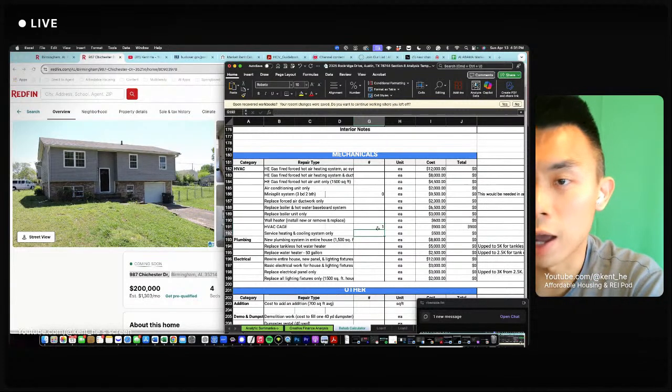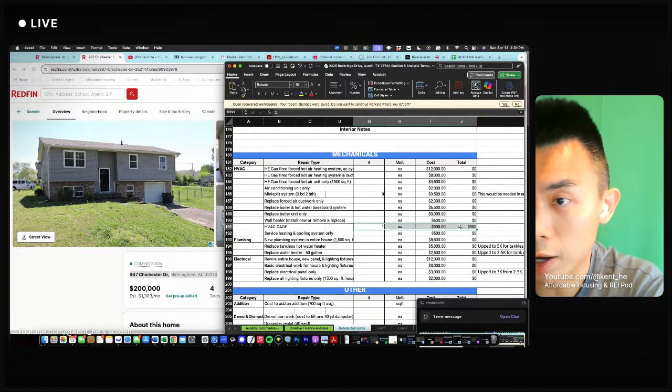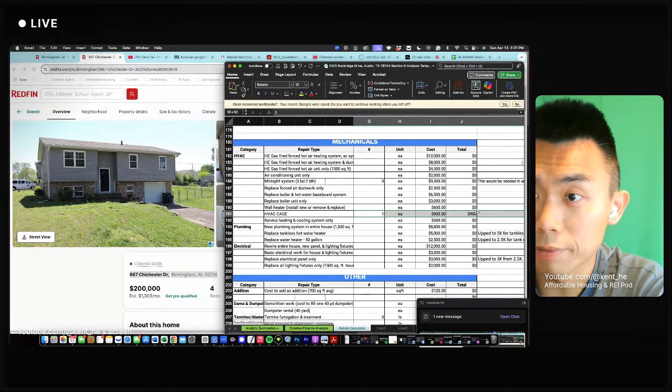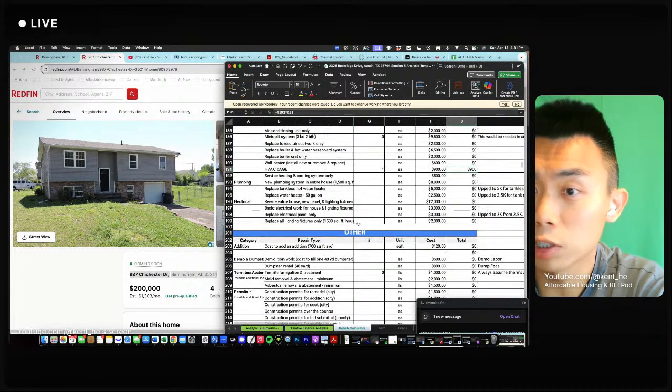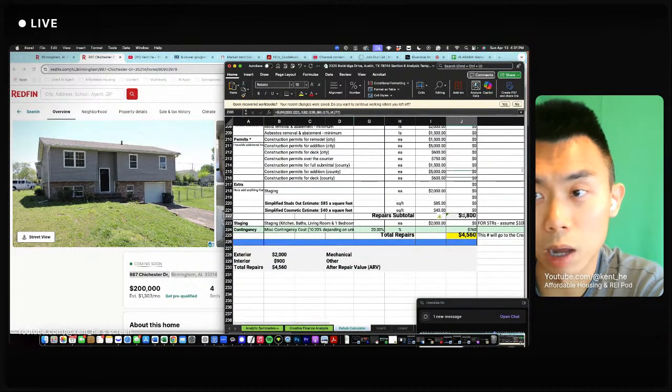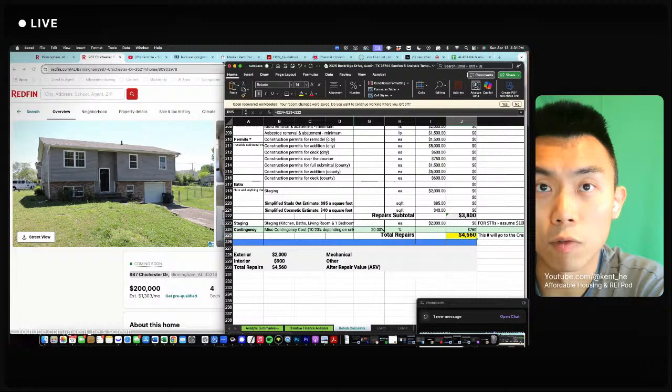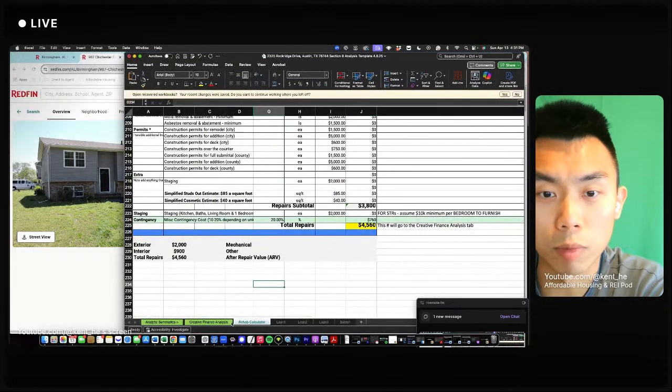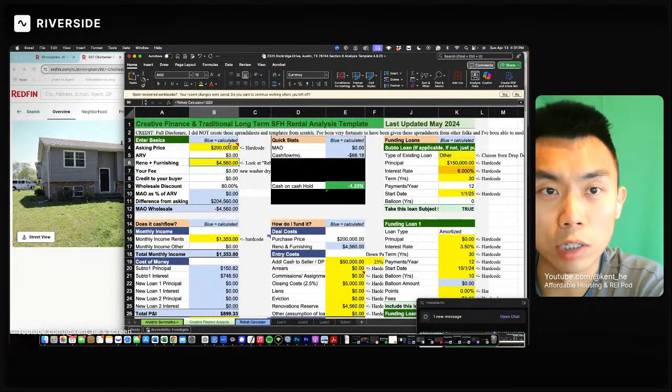Similarly, for my HVAC, I'm going to put a cage around it in this market, because I've had an HVAC stolen before. I really don't want it getting stolen again, because that would cost me a lot of money. So I've got $4,560 right now for my total repairs, and that's going to flow right into B6.